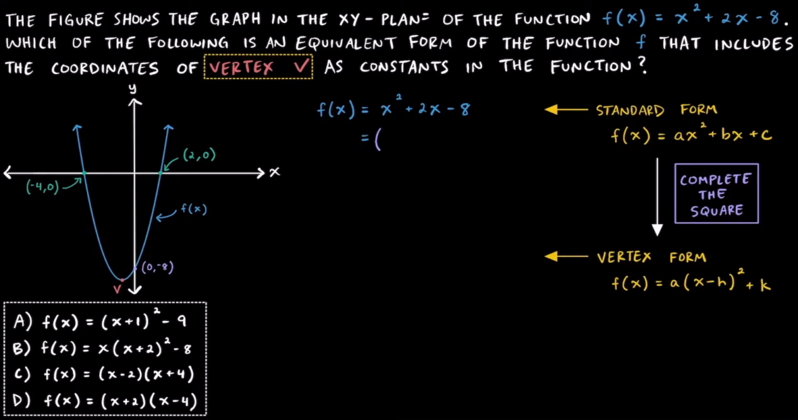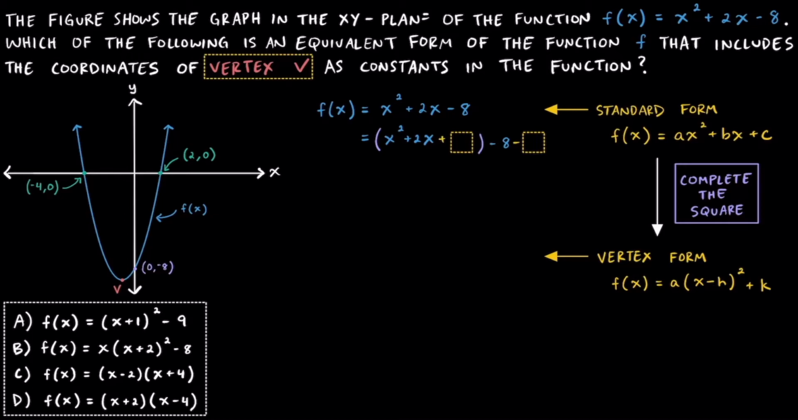So grouped inside the parentheses, we have our x terms of x squared plus 2x, and we're going to add some unknown constant for now, and then outside the grouping we have our minus 8, and since we added something inside, we're going to have to subtract that same thing on the outside. Because we're subtracting the same constant that we're adding, we're not really changing the function, we're just changing the way we're writing it.